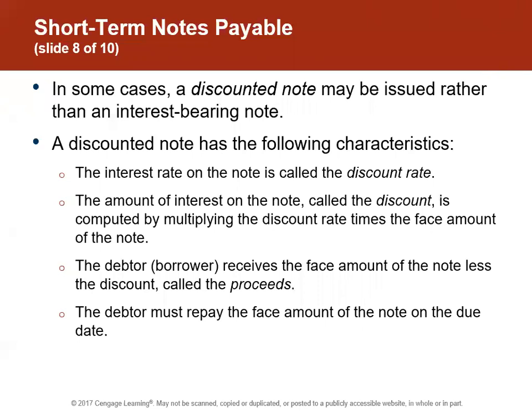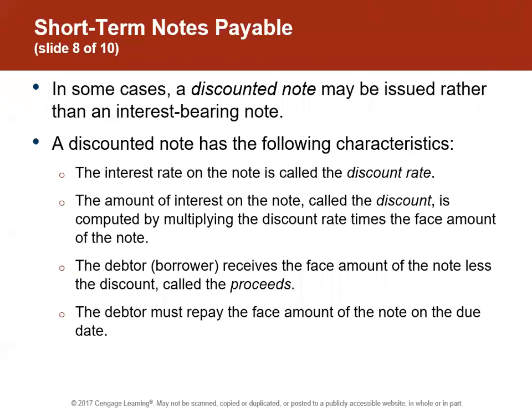So we take our face value, we still calculate the interest the same way, although we call it a discount now. And then we take the face value minus that discount, and that's going to be the proceeds, or the amount that we're going to receive on the note. Okay? So it's going to be just a little different.